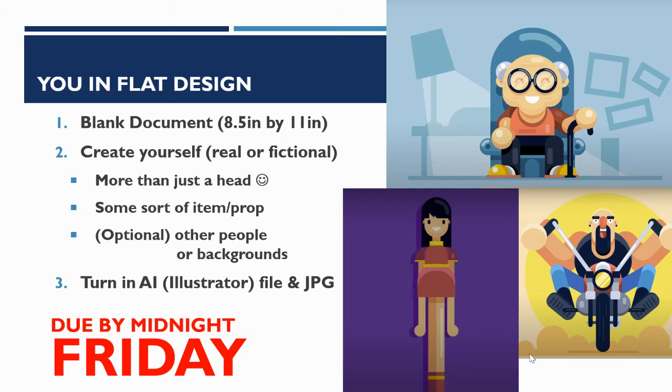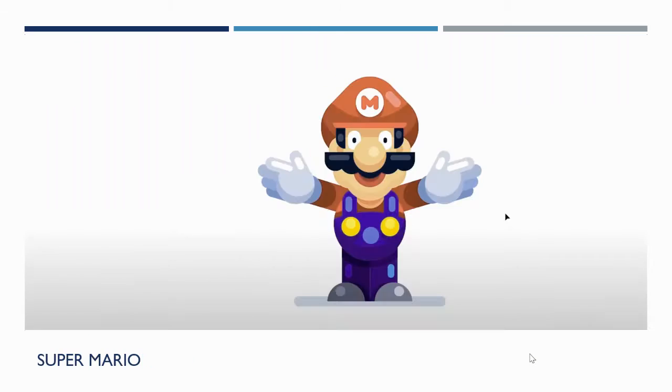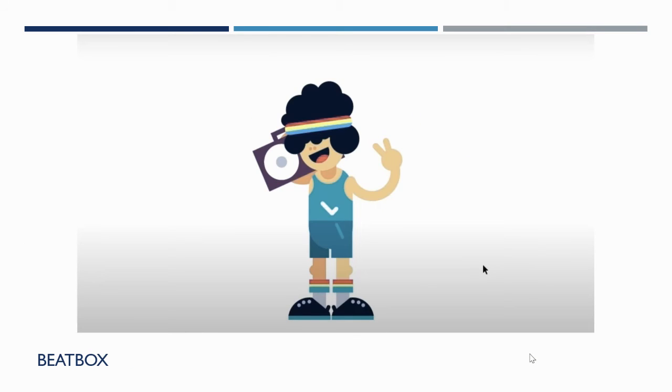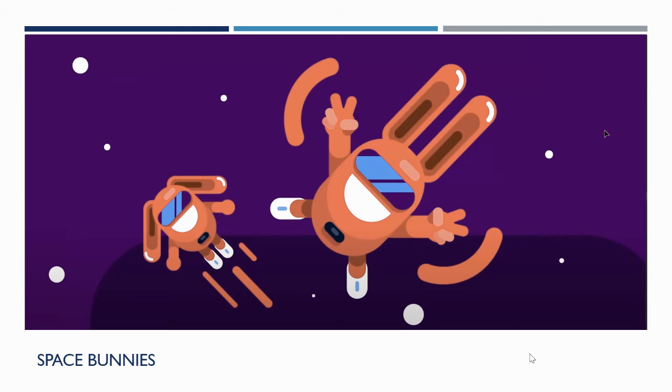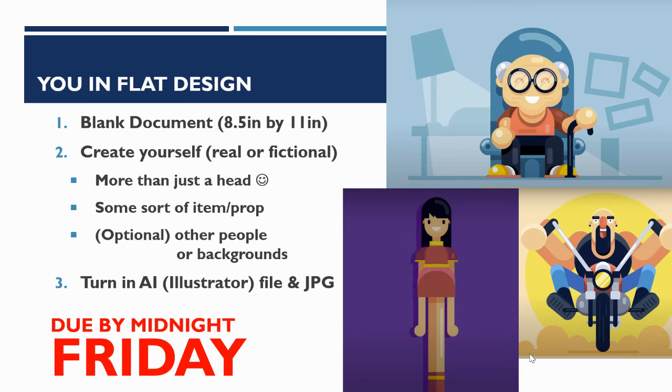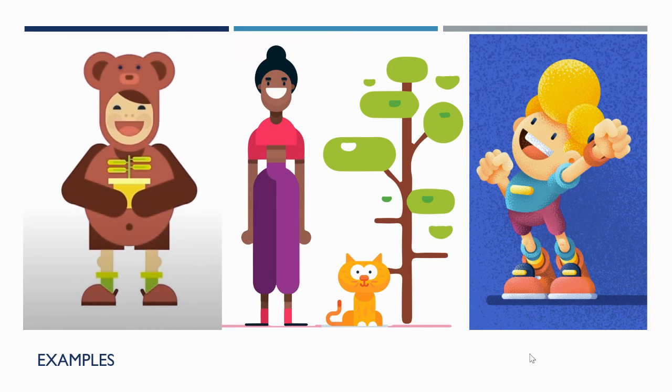But what it shouldn't be is don't take one you already made and then just turn that in as you. I don't want that. I want it to be somewhat unique from what you did. So I want it to be different. So let me show you. And you're going to be turning in the Illustrator and the JPEG file by midnight on Friday. So let me show you some other examples.